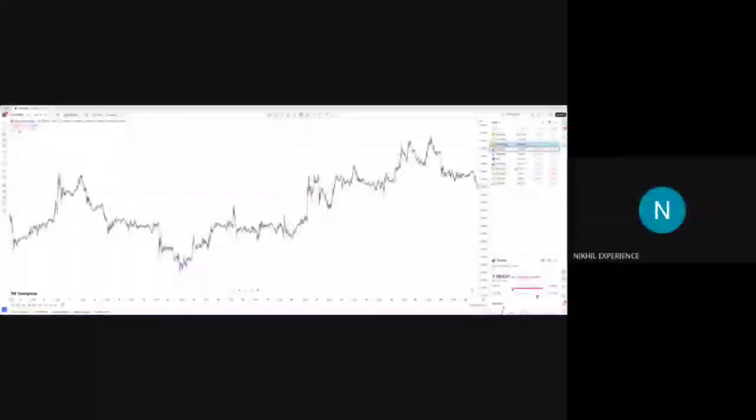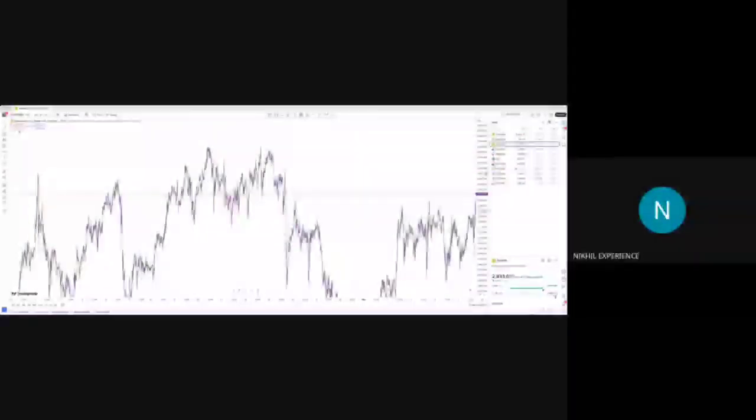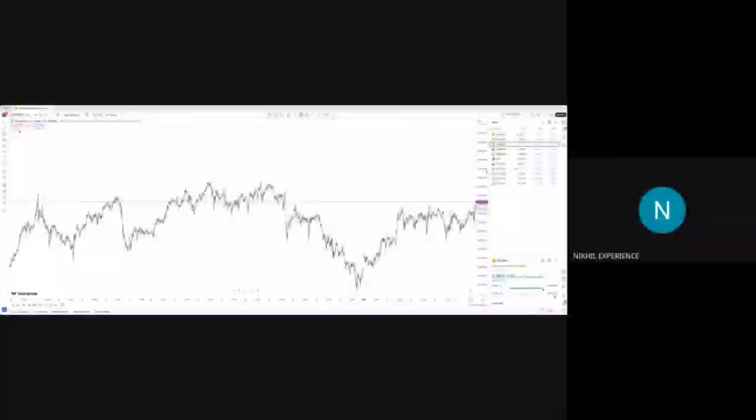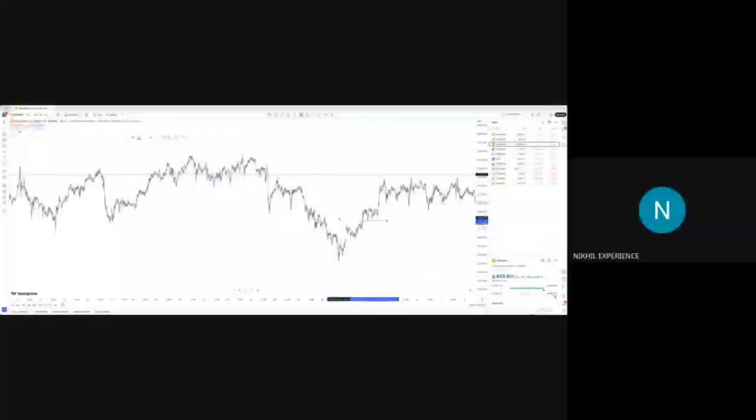This is good. This looks like a clear example of a bullish rectangle, this right here. I'm looking for an area. This is like a bullish rectangle here.